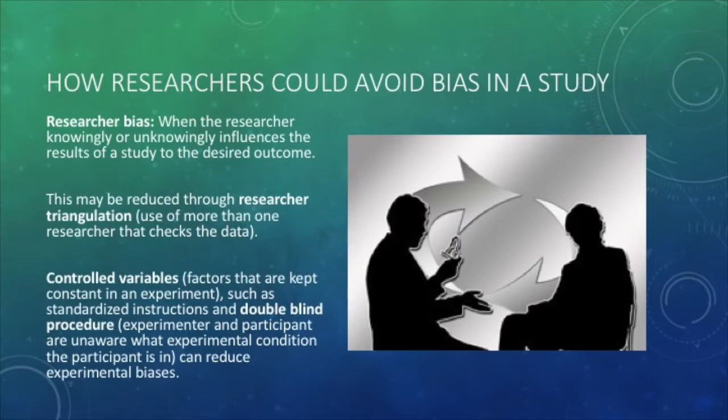In experimental research, the use of controlled variables are ways to reduce the influence of researcher bias and other confounding variables. Controlled variables are factors that are kept constant in an experiment in order not to bias the results. Controlled variables that may reduce researcher bias could be standardized instructions and a double-blind procedure. A double-blind procedure is when both the experimenter and participant are unaware of what experimental condition the participant is in.